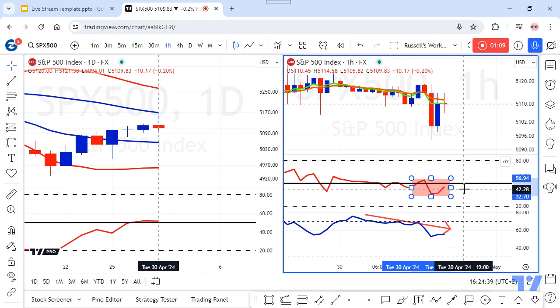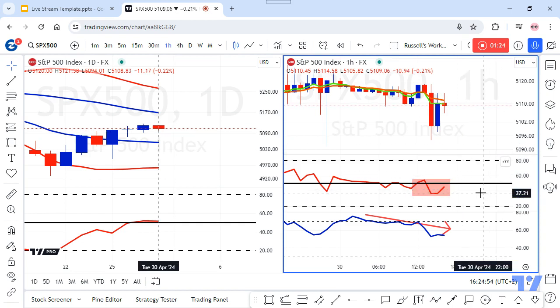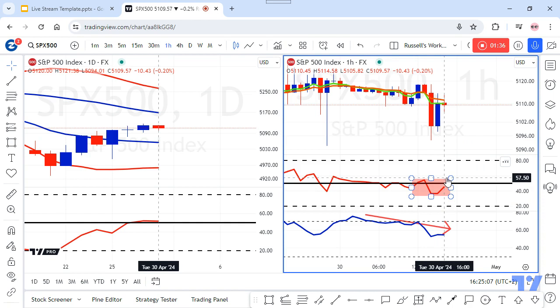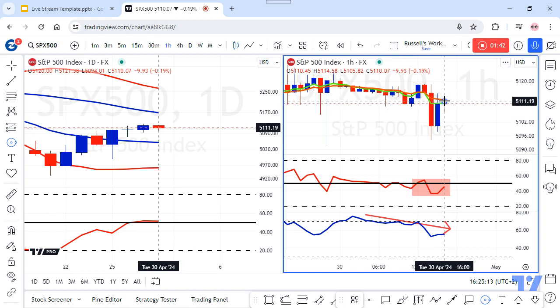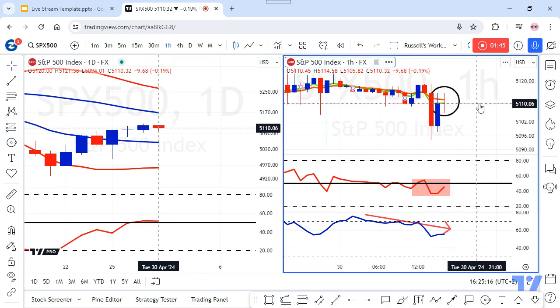On the hourly, we can see the shorter term traders are perhaps putting pressure on the prices. There's no real bid at the moment. The longer the RSI stays below 50, the more pressure will emanate on the S&P 500 hourly. If we can get the RSI above 50, and if we can get the hourly EMAs to cross bullishly, then there is perhaps a potential dip in the uptrend.